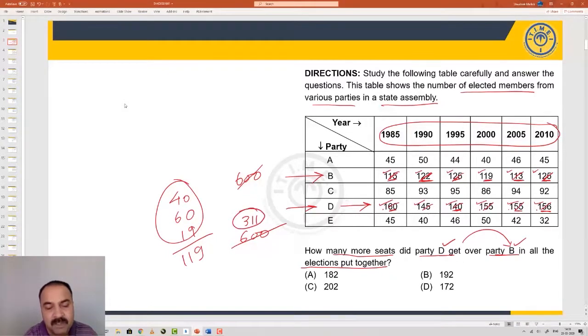And the other group of two digits for the party D was 311. So 119 and 311. What is the gap? If 119 would have increased to 319, the gap would have been 200, as you can see on the screen. But instead of 319, we are growing only to 311, which is 8 less. So 200 would then go 8 less, and therefore the answer is 192.